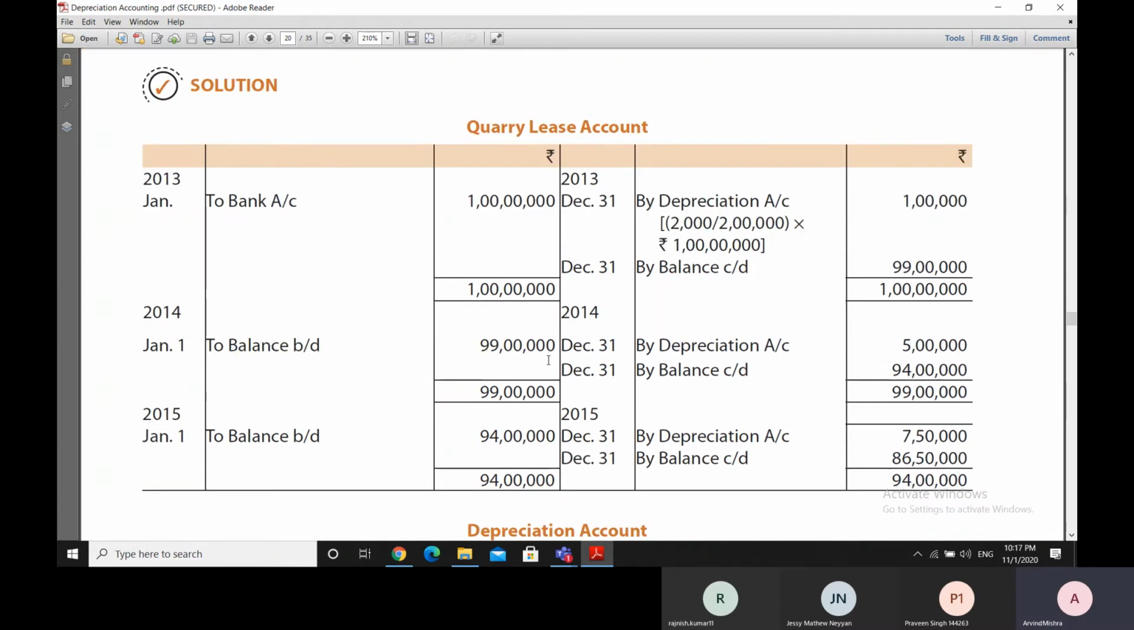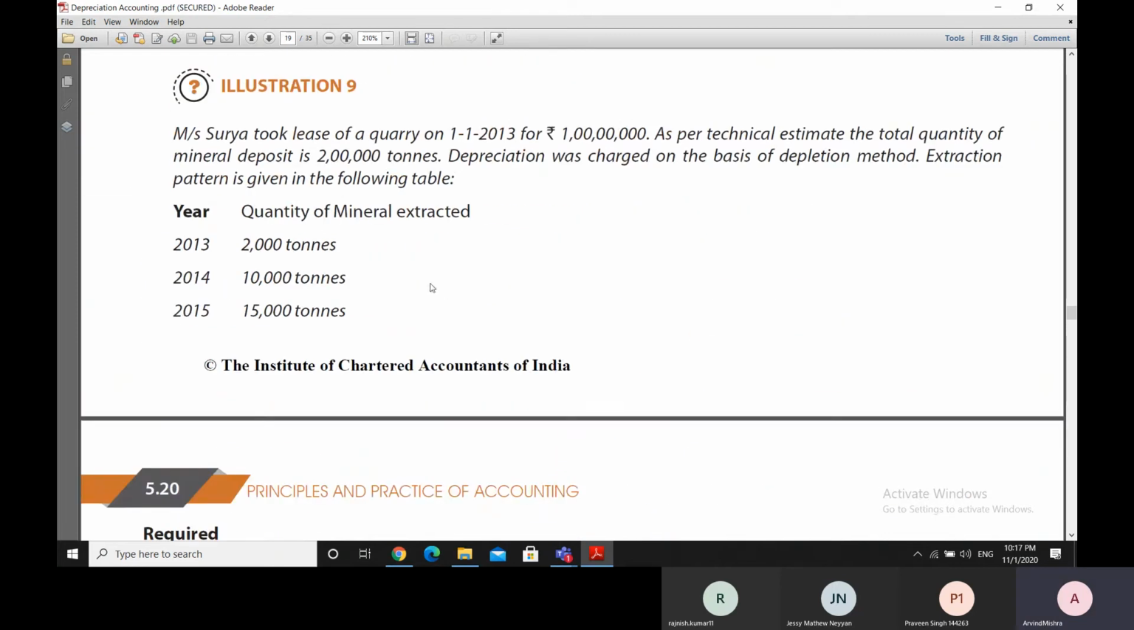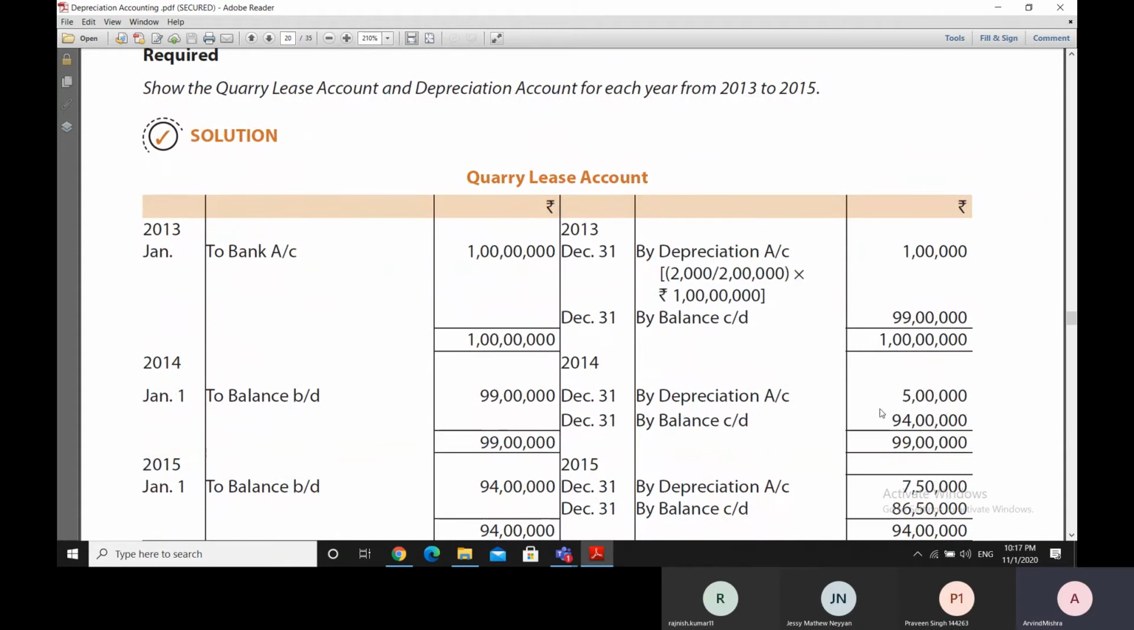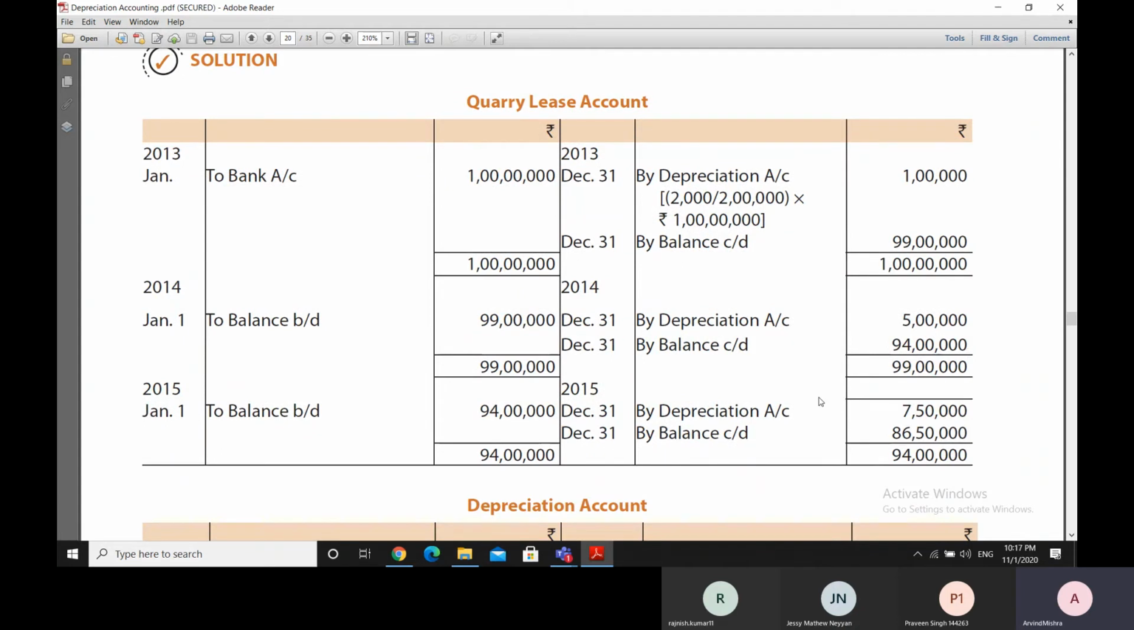Now, with this 99 lakh rupees, we are again calculating a depreciation for the next year. In the next year, of course, the extraction is 10,000. So 10,000 upon 2 lakh gives us a figure of 1 upon 20 of 1 crore, which is 5 lakh rupees. So next year depreciation is 5 lakh rupees, and we allow that depreciation. We are left with 94 lakh.